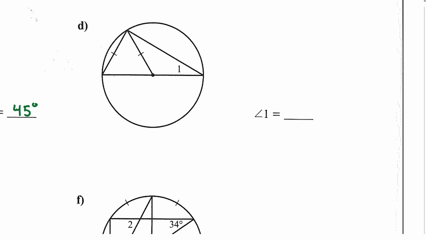Okay, for letter D, I noticed that the radius is marked right there. So here's another radius, and the question tells you that all three of these sides are equal. So this particular triangle here that I'm shading here in blue, that's an equilateral triangle because all sides are equal. And if all sides are equal, that means their angles are equal. So that's going to be 60 degrees, 60 degrees, and 60 degrees.